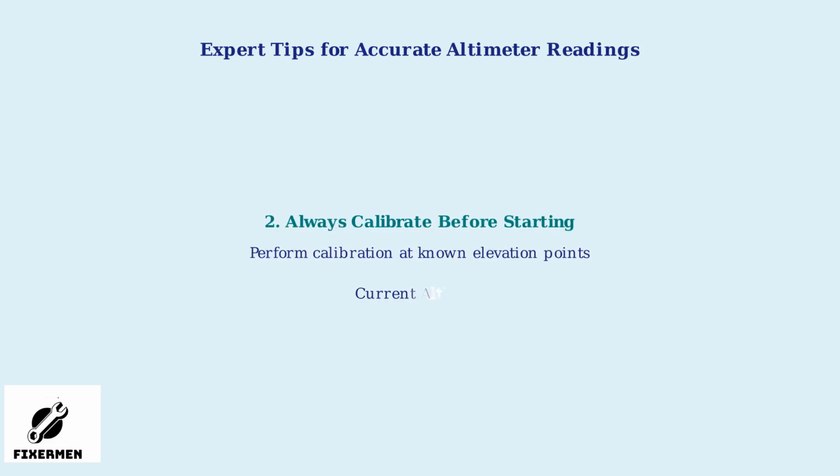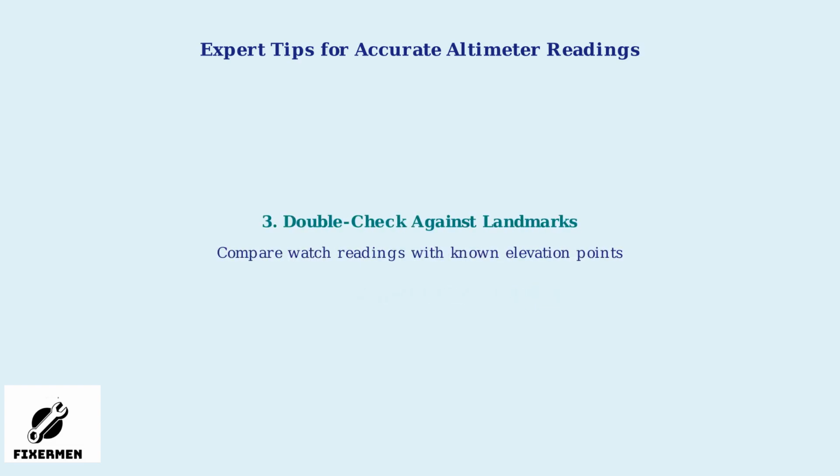Always calibrate your altimeter before starting an activity, setting it at a known elevation point. Double-check your altimeter readings against known landmarks or elevation markers for accuracy. User error is a common cause of inaccurate readings, so understanding proper calibration techniques is key to getting reliable altitude data.